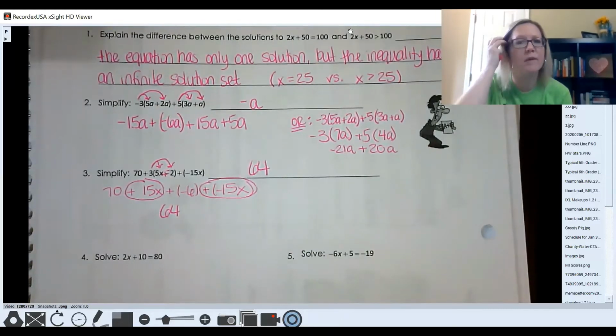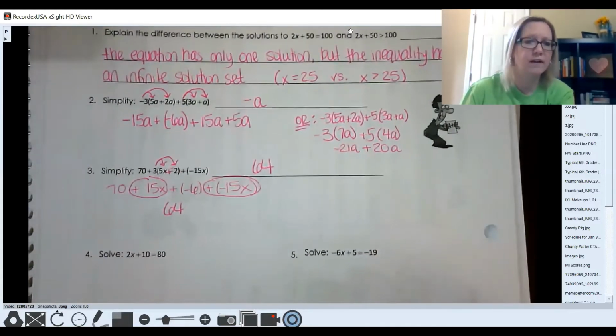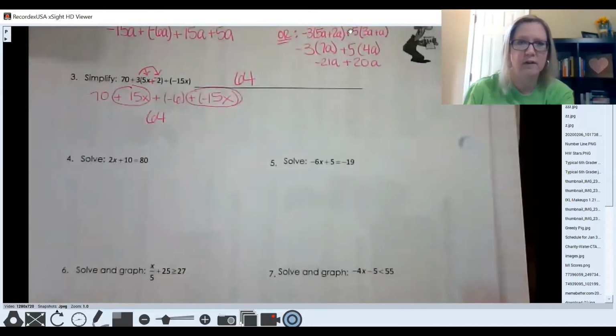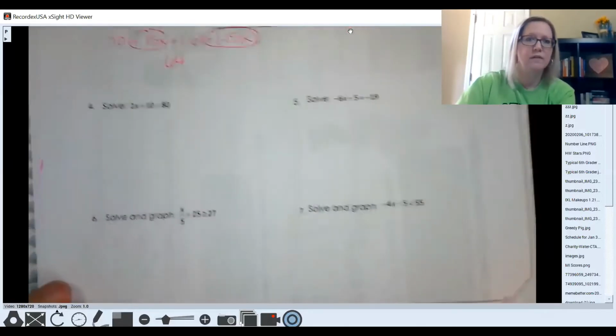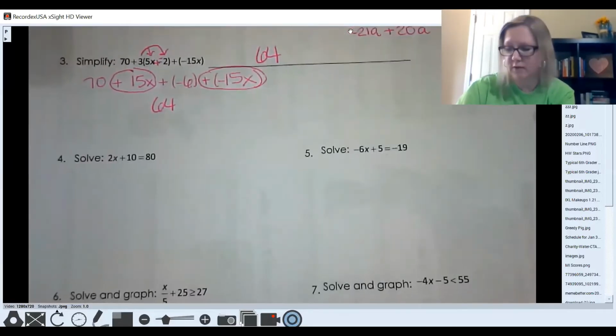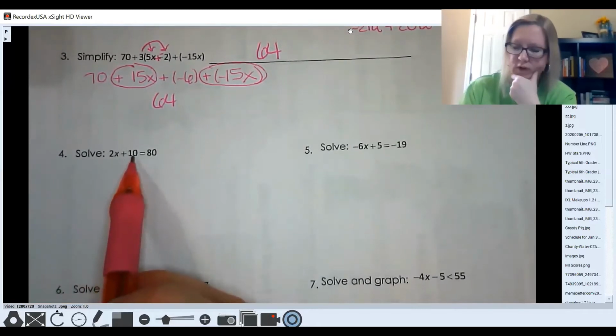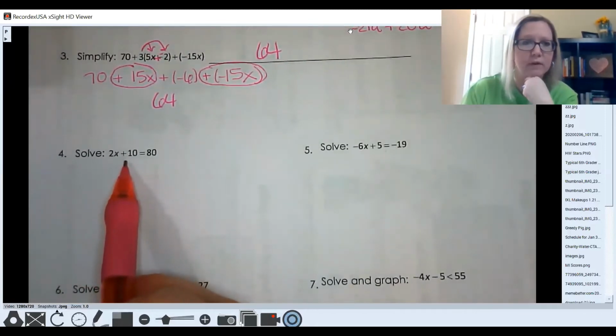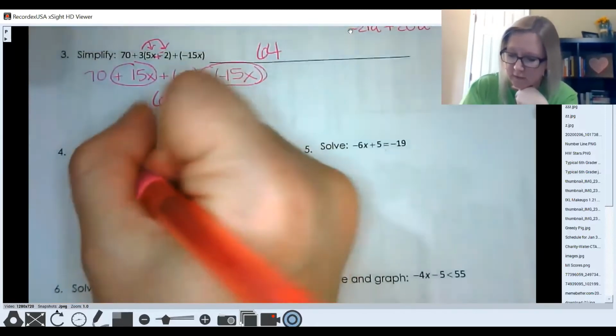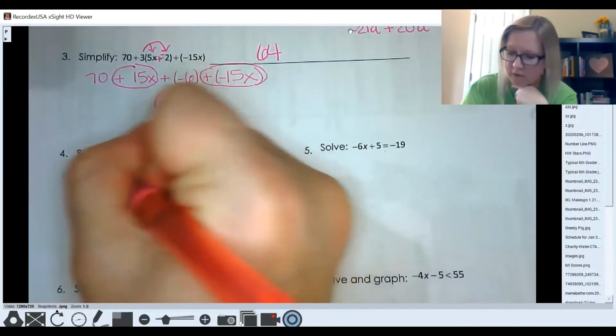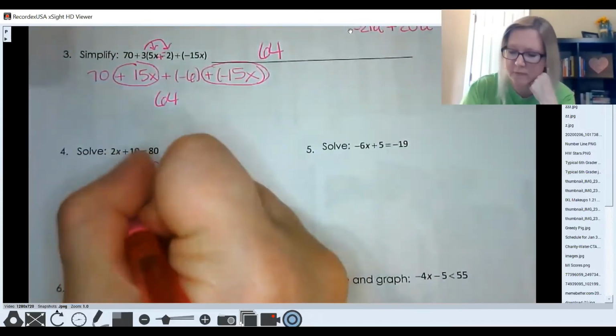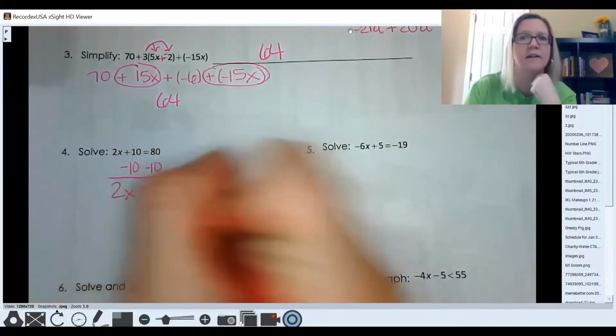Okay, problem number 4 is solving a two-step equation. So the first step I'm going to apply is I'm going to get rid of the number that's farthest from the variable. In this case, that's a 10. So I'm going to subtract 10 on both sides of the equation. That leaves me with 2x equals 70.